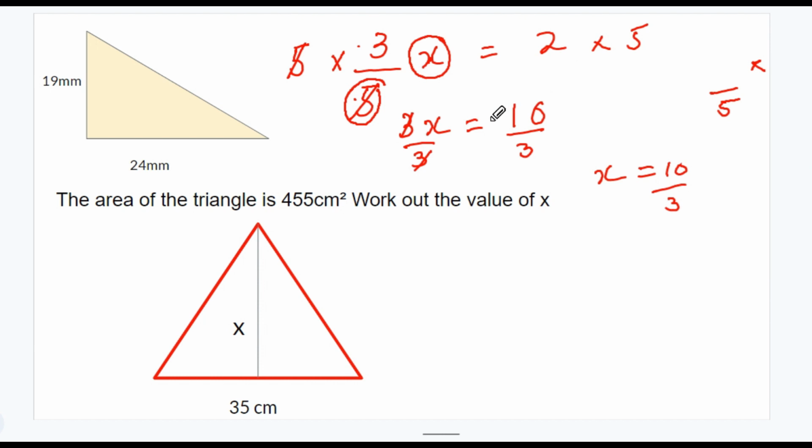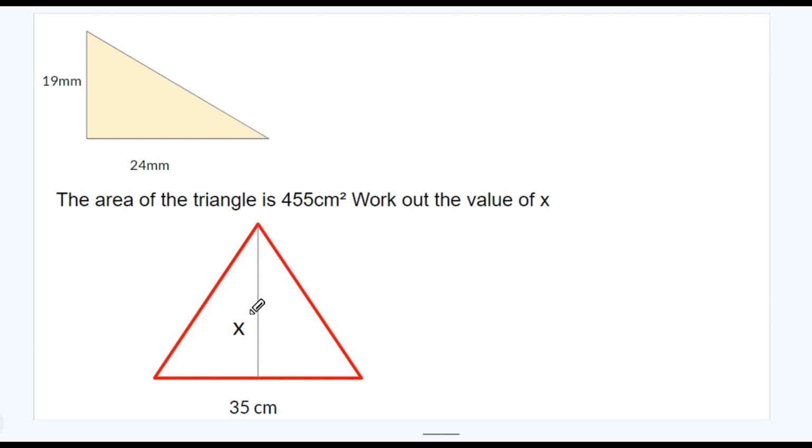So it was a quick recap of your algebra lesson. Now we can find the answer of x in this question. The area of triangle is given to you, that is 455. We know the formula is half times base times height. So what is your base?